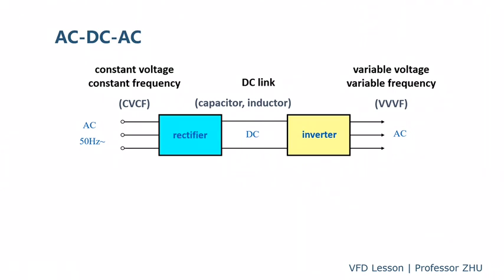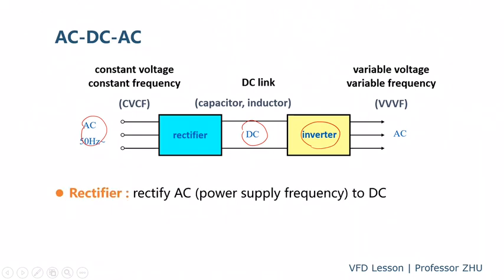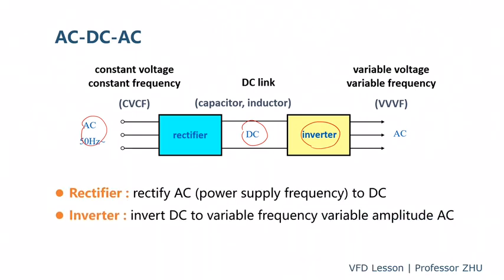So like here is the line voltage, and we have a rectifier that converts the AC to DC. Then we have an inverter that changes DC back to AC. So rectifier, inverter, and the DC link here. In the DC link, we have two types of components. One is the capacitor, the other is the inductor.